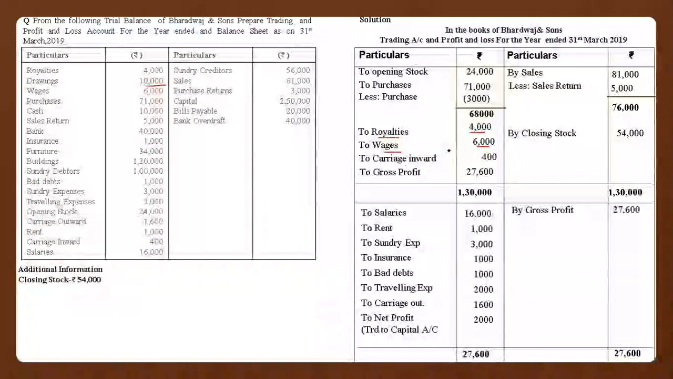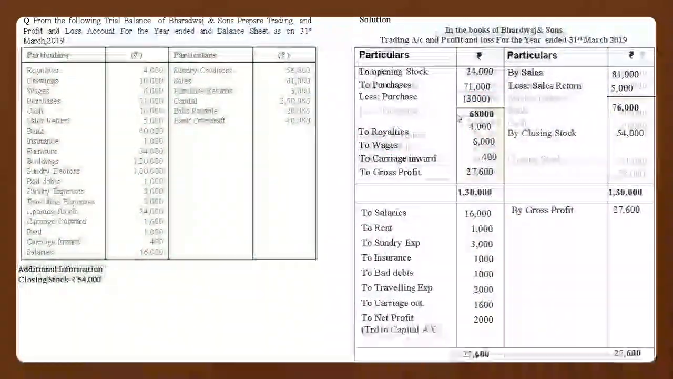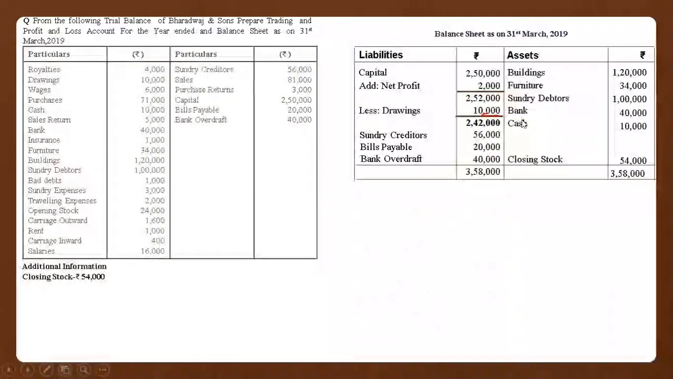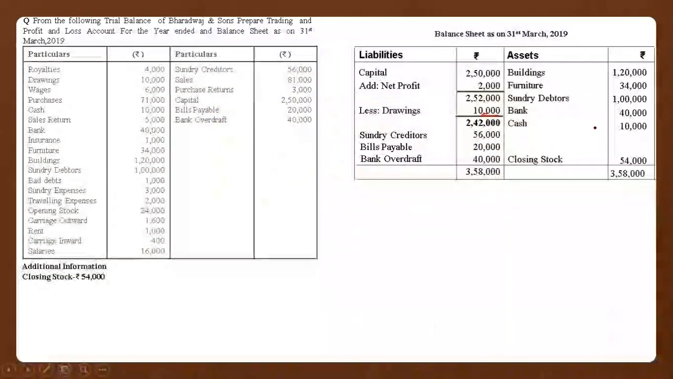Then next purchases. Purchases is given 71,000. So same for purchases also you are going to write in trading account debit side. So to purchases 71,000. Then next one is cash. Cash is given 10,000 and cash is your asset. So you are going to write on the asset side, cash 10,000 rupees.